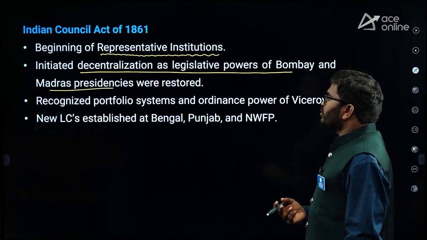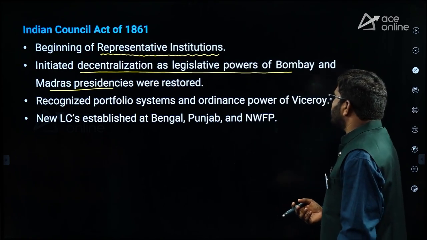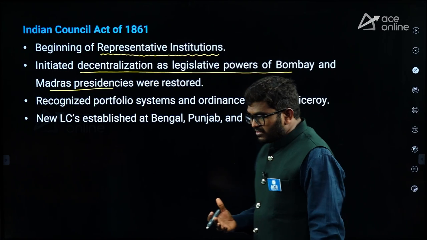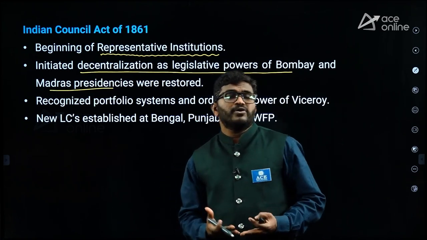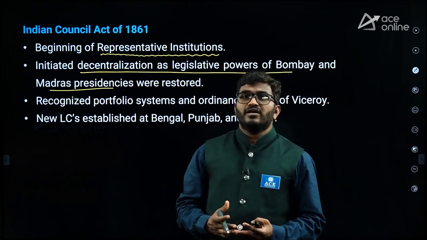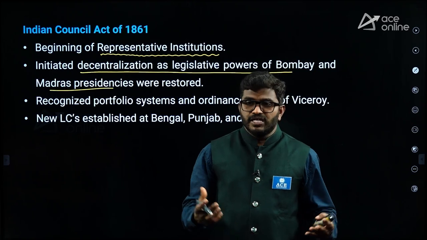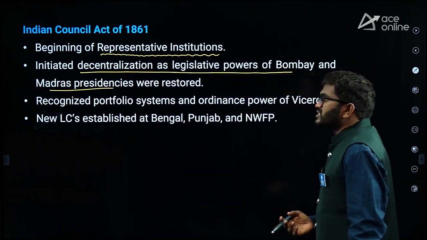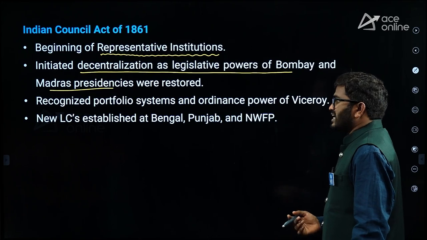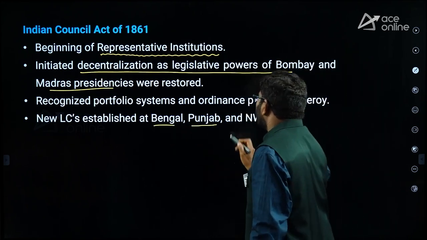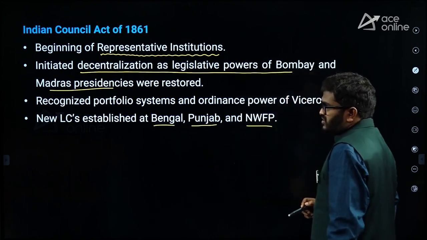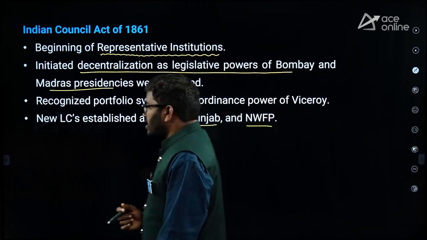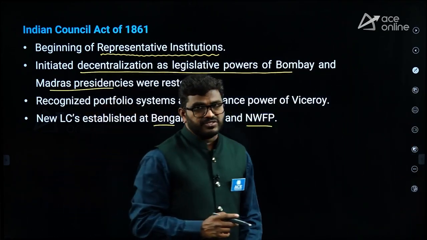And it recognized the portfolio system and ordinance powers of the Viceroy. So portfolio system recognized, like now you can say the portfolios of cabinet, like home minister, defense minister, like that. So this type of portfolios were started, and new legislative councils were established at Bengal, Punjab and northwest provinces.